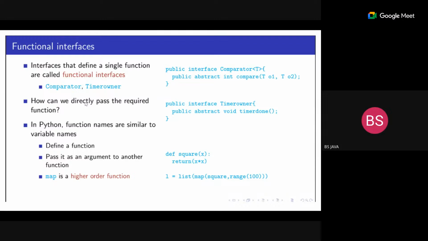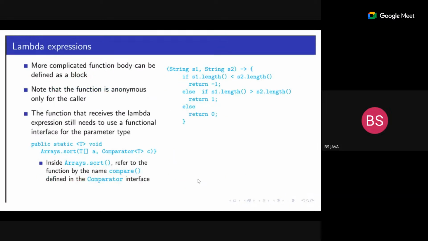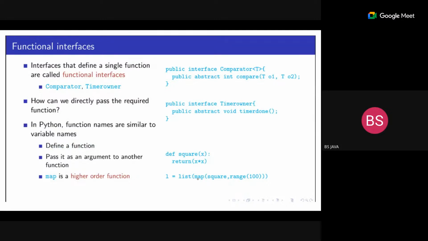So actually 8.3 is about higher order functions. Higher order functions means passing a function as an argument to another function. Okay, passing a function as an argument to another function. So you can see in the case of Python, we can see here list of map.